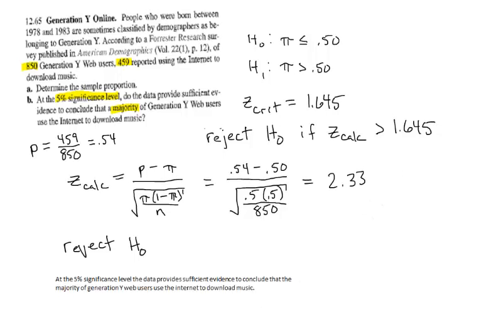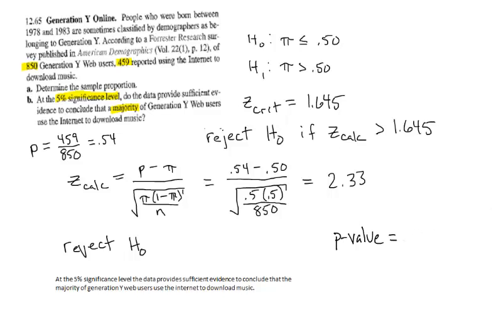And now we need to write a conclusion. Our conclusion is, at the 5% significance level, the data provides sufficient evidence to conclude that the majority of Generation Y web users use the internet to download music. And now, if they were to ask us the p-value, remember, because we're using Z, we can look this up.